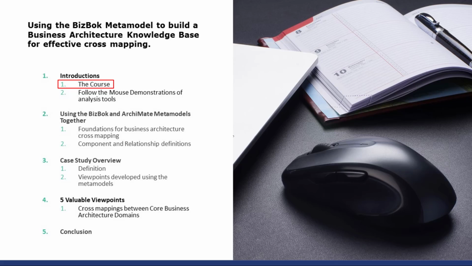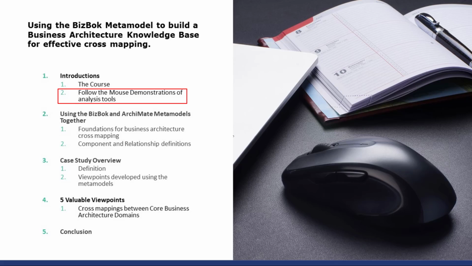Then introduce both meta models. First, BizBock, then the Archimate model. This gives us a firm foundation to start. We call out 15 elements and 36 relationships between models in more detail. Don't worry, we break these down so they are not overwhelming. Next, we do 2 follow-the-mouse sessions that ground us in the tools used to link everything together for our cross-mappings.